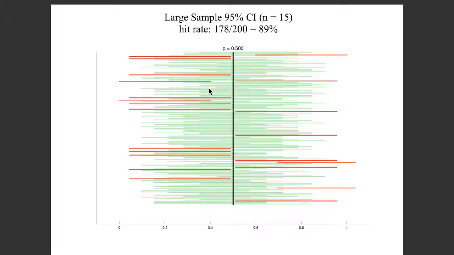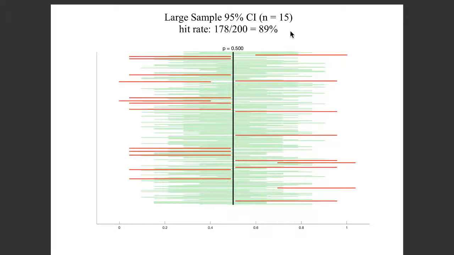This was a 95% confidence interval, so we expect that about 95% of 95% confidence intervals will contain the true proportion, right? So we'd expect 95% of these 200 confidence intervals that I simulated here to contain the true proportion of a half. But as it turns out, only 89% do. And that's related to the fact that the sample size here is so small. For small sample sizes, the large sample techniques that we talked about previously just aren't that accurate.